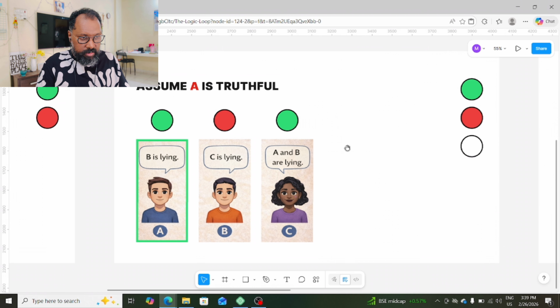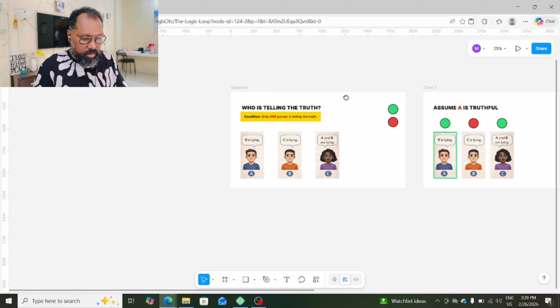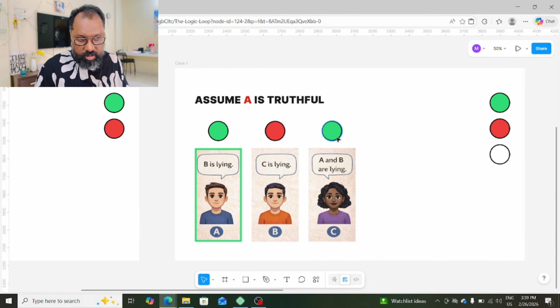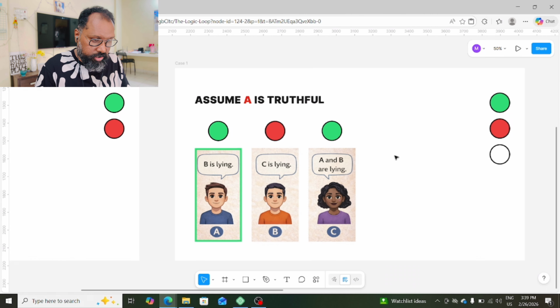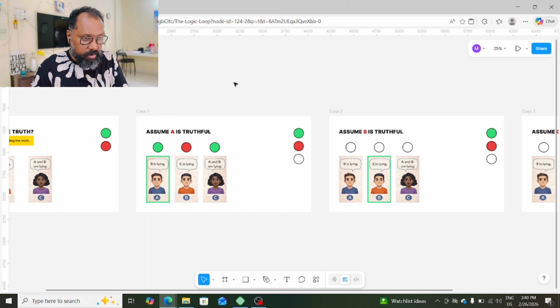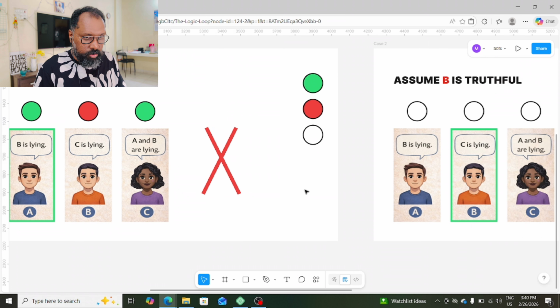Now what's happening in this case one is we have two persons telling the truth. Now what's in the condition? The condition says that only one person is telling the truth, and here we have two people telling the truth, so the condition gets violated. So the conclusion is A is not a truth teller, and this is a contradiction. So let's mark this case as a contradiction.